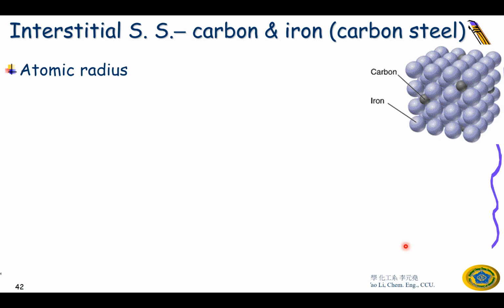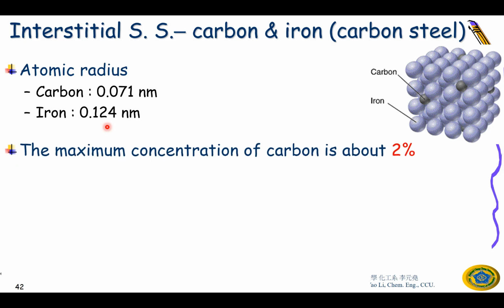Right, so let's think of the interstitial solid solution in the case of carbon and iron. These are iron atoms. The carbon atoms are much smaller than iron, right? For the atomic radius, carbon is 0.071 nanometer. Iron is 0.124 nanometer. Of course, you know the size of carbon is less than the size of the iron.